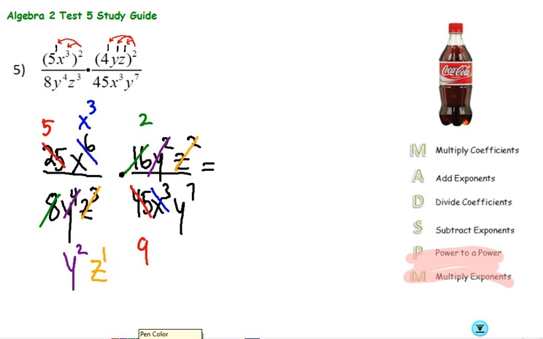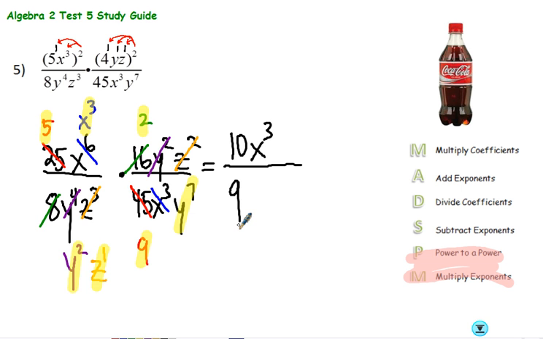And then let's see what you got left over there. I'll go back through here and highlight real quick. So I've got a 5, I've got an x cubed, a 2. On the bottom I've got a y squared, z to the first, a 9, and a y to the 7th power. So let me write that. So 5 times 2, because remember, whatever's left over, you're just multiplying straight across. So 5 times 2 would give you a 10. And then you got an x cubed. On the bottom, 9 is the only coefficient, the only number. And then you got a y squared and you got a y to the 7th.